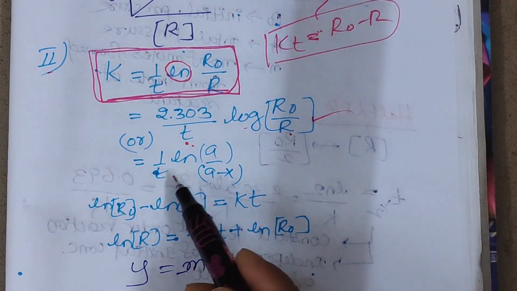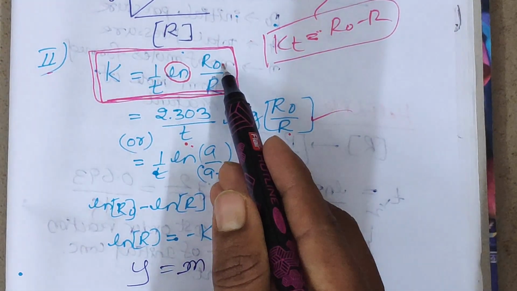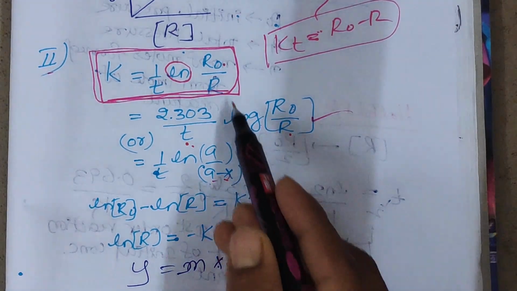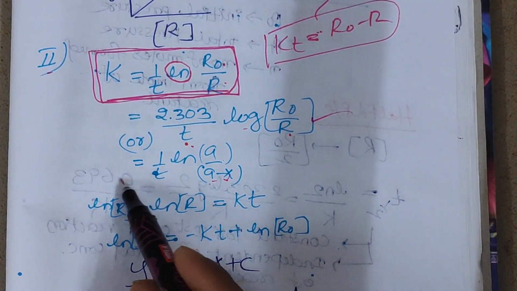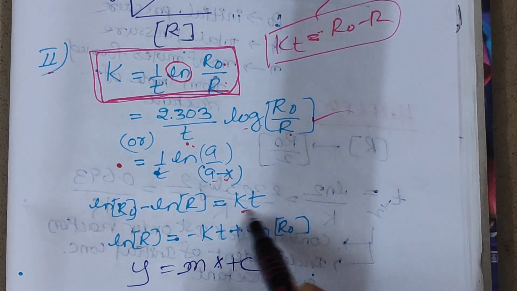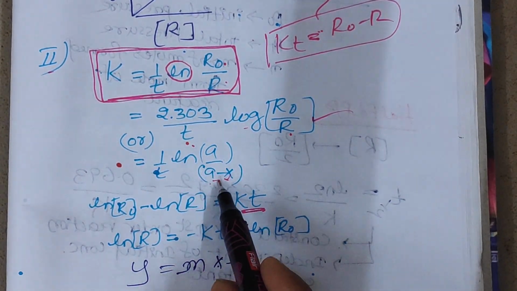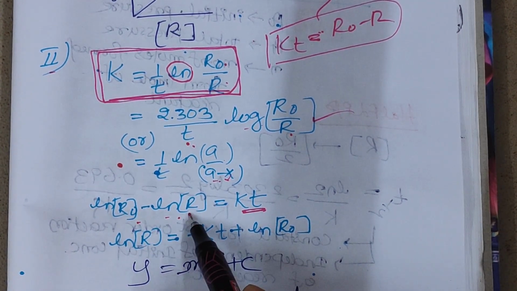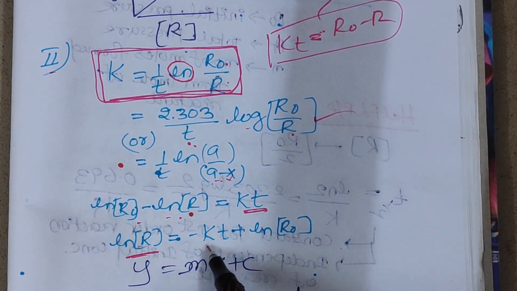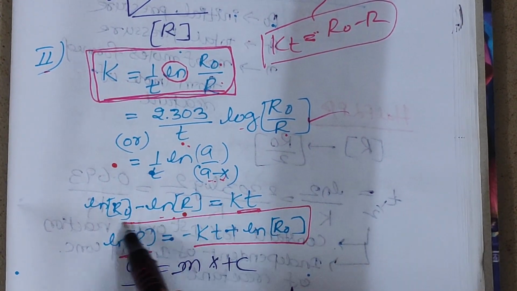Suppose K is equal to 1 by t ln A by A minus x. A is the initial concentration, A minus x is the final concentration. You can find it like this. t will be shifted to the K side, so Kt is formed. ln A by B means ln A minus ln B. It means ln R naught minus ln R. So finally ln R is equal to minus Kt plus ln R naught.